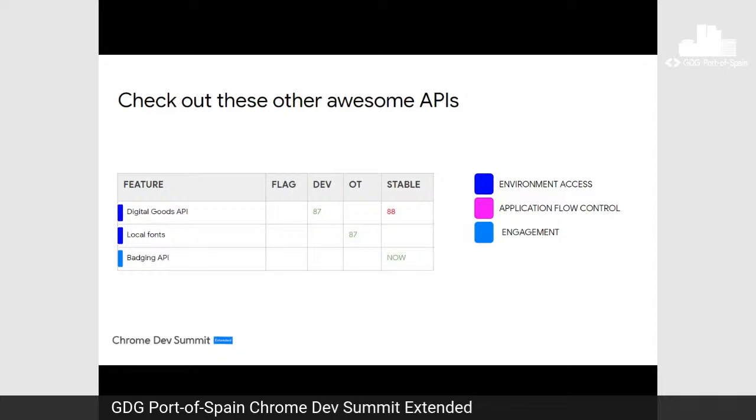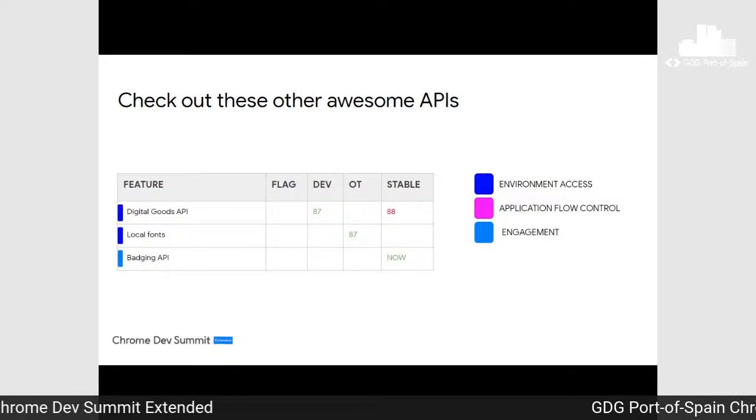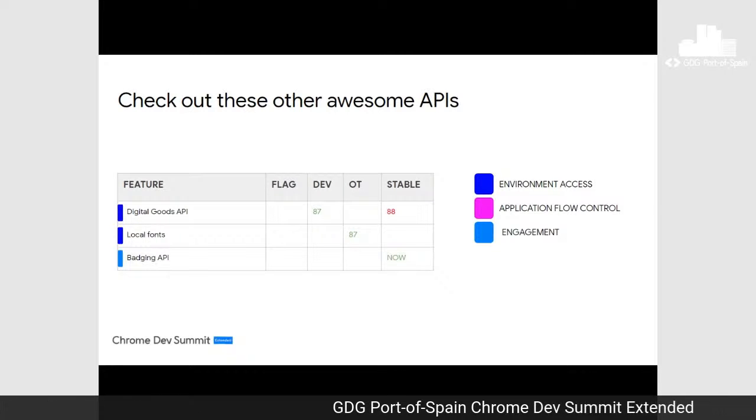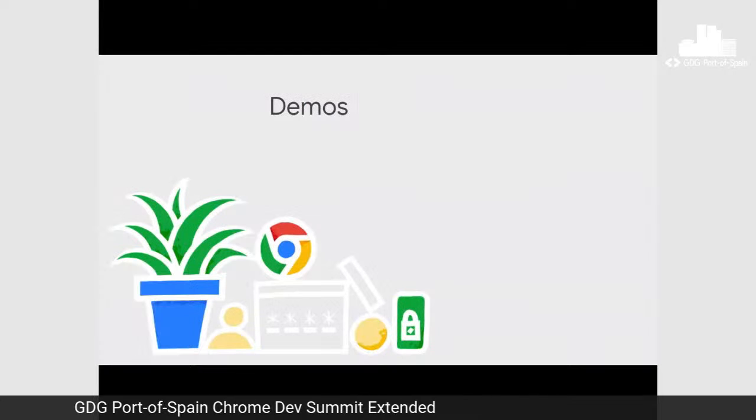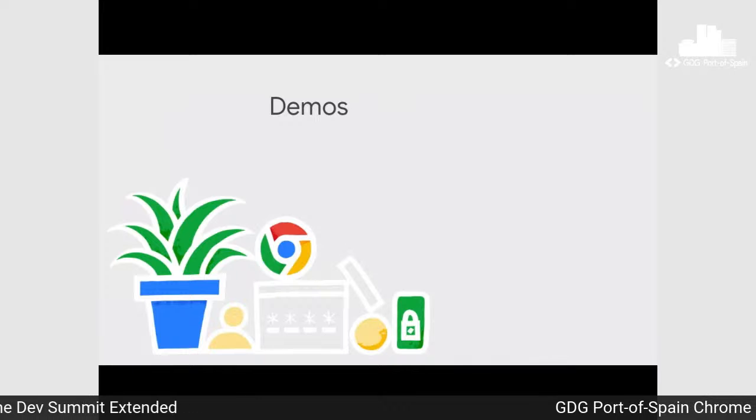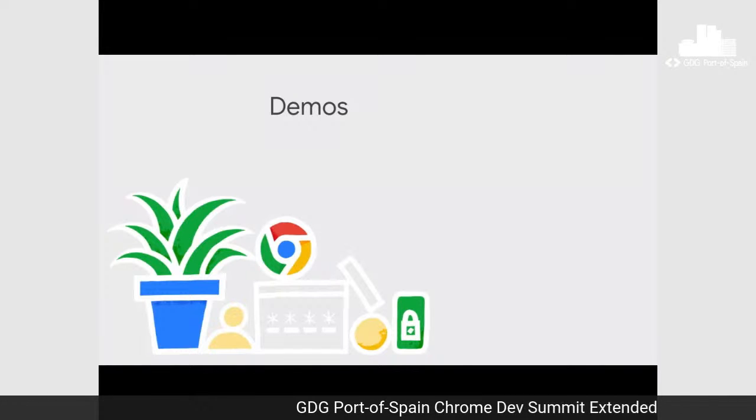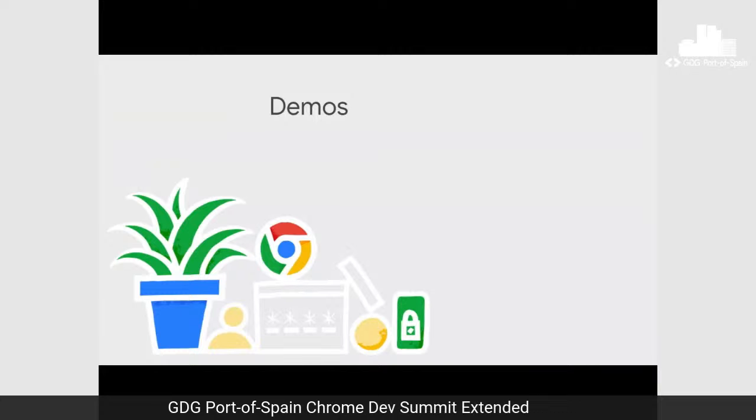And then there are more APIs to come. They're always rolling out new features. So these are some of the interesting ones, like the Digital Goods API, local fonts, and the budgeting API. Next, I would like to go into some demos, to demonstrate some of these things in action. I have a couple of PWAs that I would like to share with you all. So let me stop sharing my screen so I can.